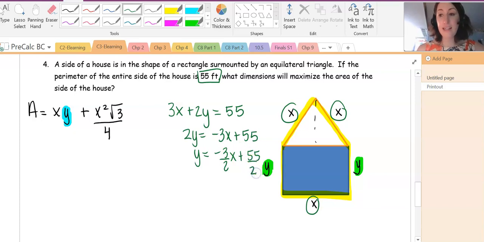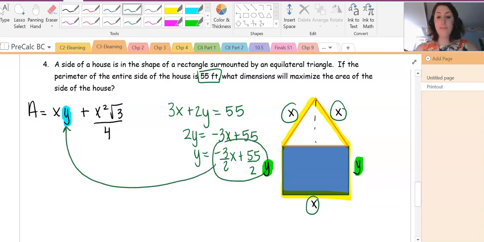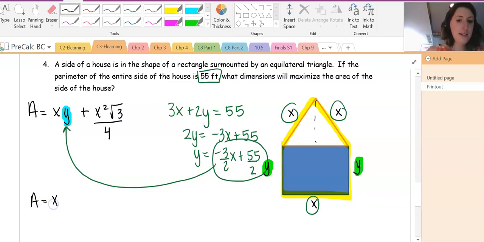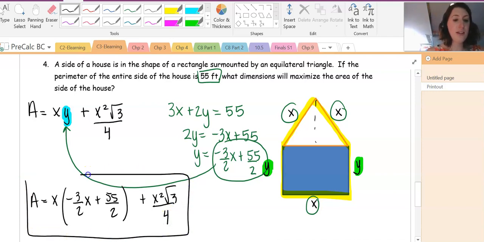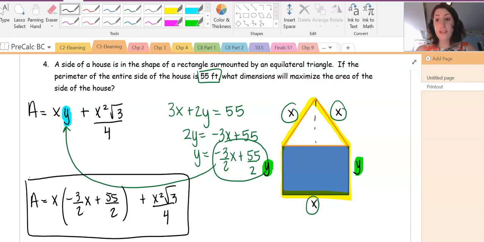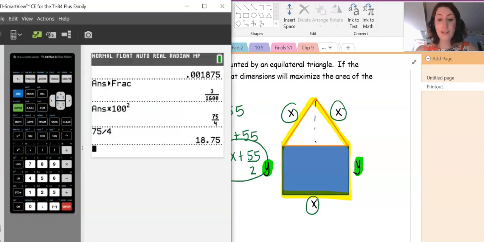And you can write that any way you'd like. But the point is that this can now go in place of that. Okay, all right, so I have x times negative 3 halves x plus 55 over 2 plus x squared root 3 over 4. Now, you can simplify this as much or as little as you'd like, because your calculator is going to do all the work for you anyways, right? So if you don't want to simplify it and you just want to type that whole thing in, that's totally fine.